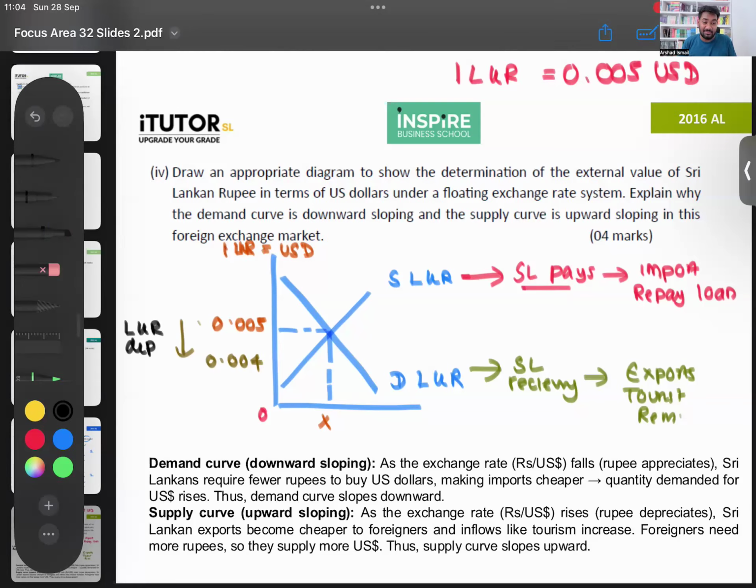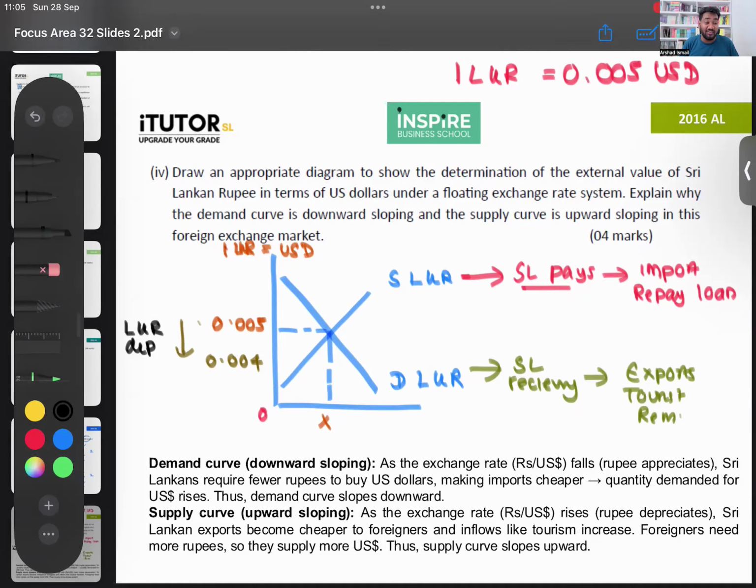I'll explain it with exports. Exports become cheaper or more expensive if the Sri Lankan rupee depreciates. If the Sri Lankan rupee depreciates, my exports become cheap, no? Then they will love to buy our exports. So if they love to buy our exports, what do you think will happen to the quantity demanded of the LKR?